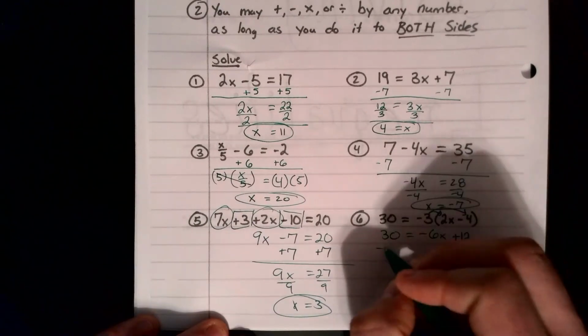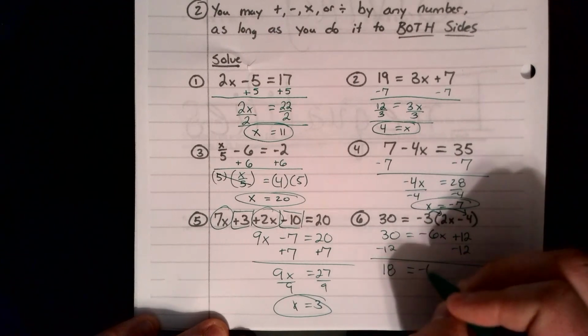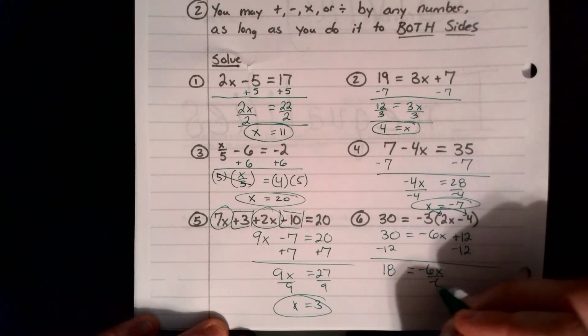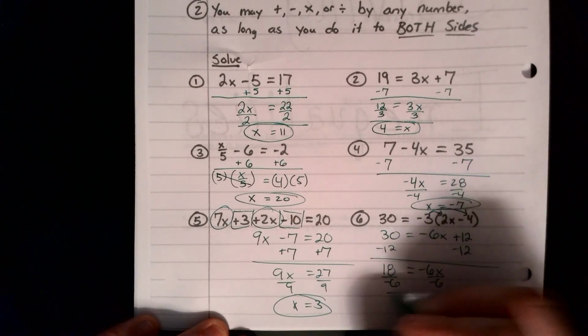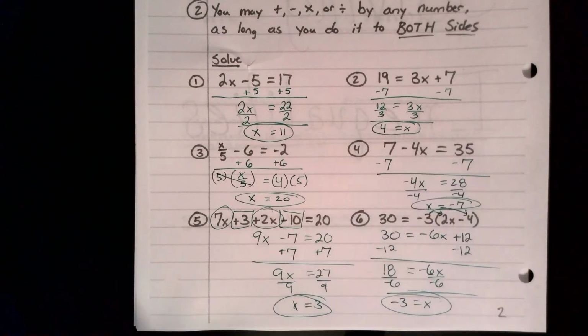Take away 12 from both sides, leaves me with 18 equals negative 6x. And then finally, to get rid of a times negative 6, we divide by negative 6, and we get negative 3 equals x. I went a little bit fast, but I wanted to keep this first video file as short as I could. Excellent.